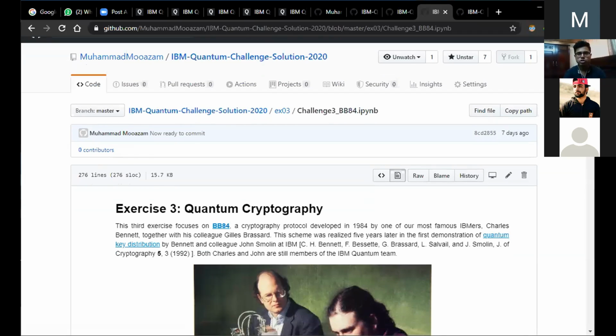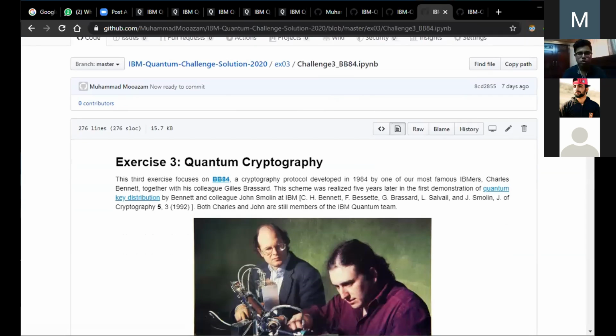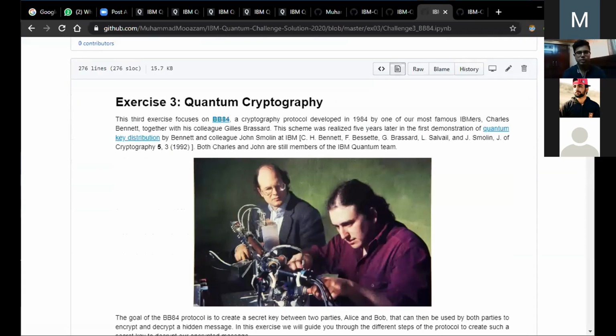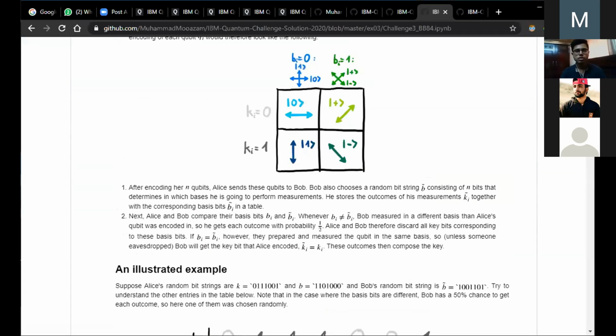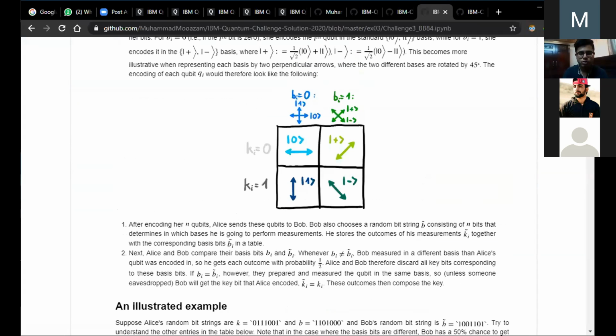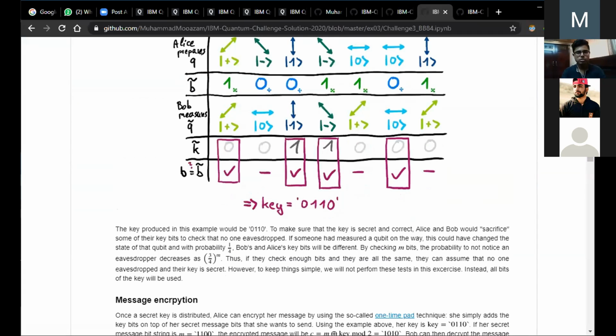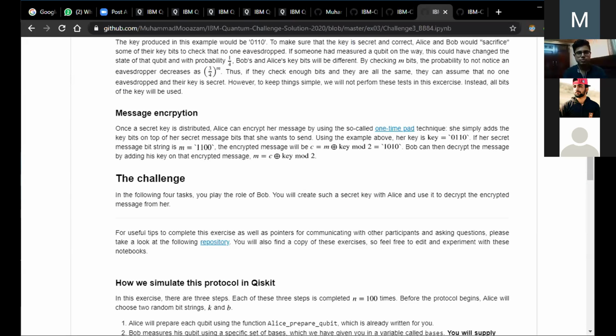Now I have also mentioned quantum cryptography. I also told you about these two men. I also told you about the BB84 protocol. I also told you about the basics, and I also explained this example with you briefly. I also told you about message encryption.